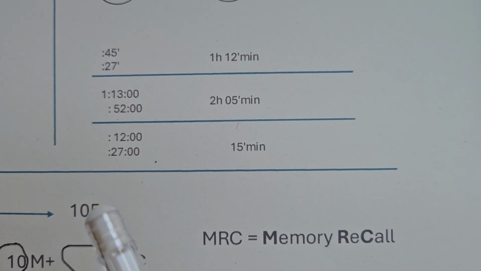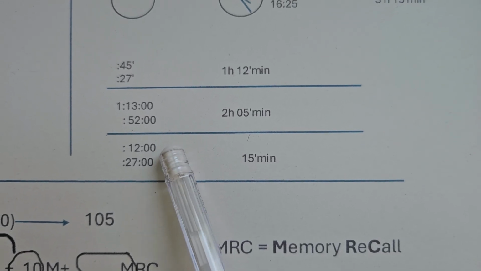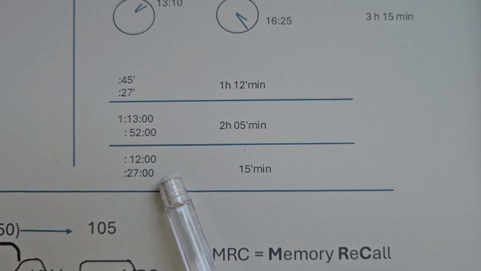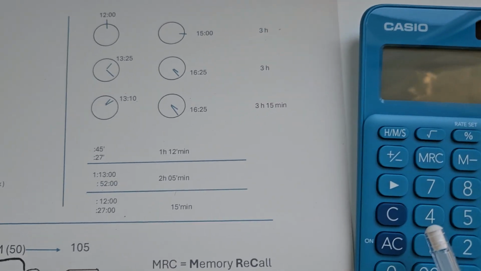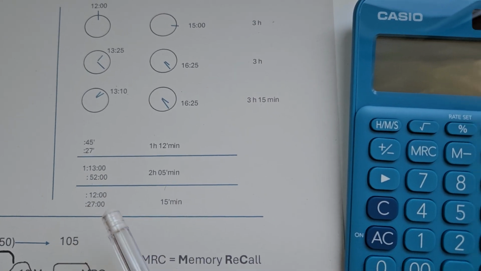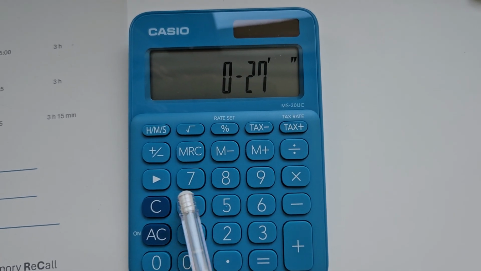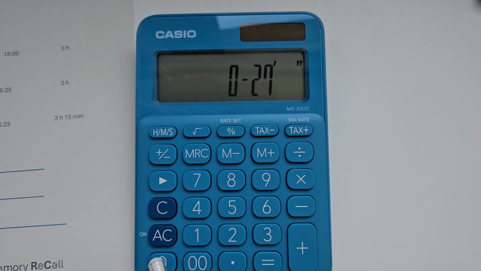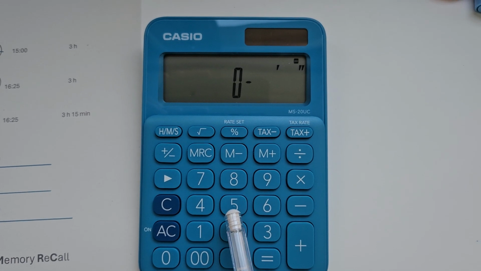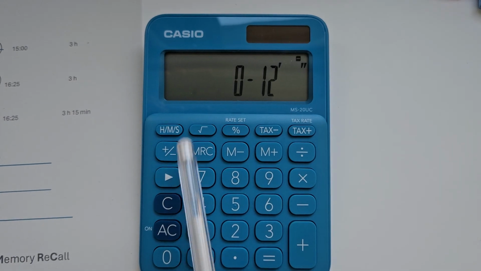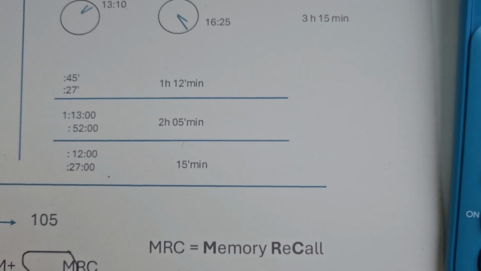But what if I want to see how much time has passed between two values, between two timestamps, let's say. So we do 27 minutes minus 12 minutes. So 0 hours, 27 minutes, and 0 seconds minus 0 hours, 12 minutes, 0 seconds, and that is 15 minutes. 15 minutes, just as expected.